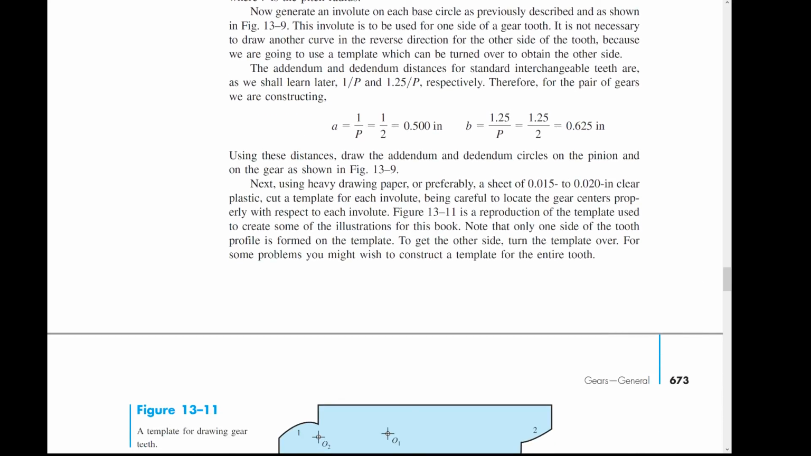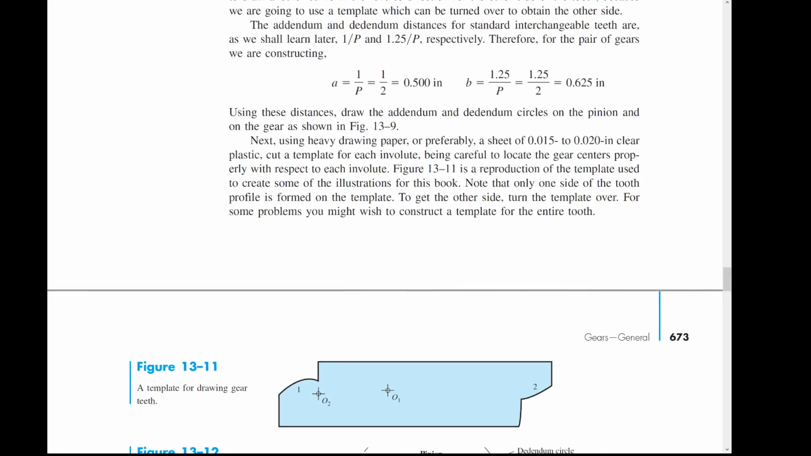Next, using heavy drawing paper or preferably a sheet of 0.015 to 0.020 inch clear plastic, cut a template for each involute. Really? All right, let's do the arts and crafts. Let's do this. This is fun. Being careful. Where's some scissors? All right, we're good to go. Where were we? Cut a template for each involute, being careful to locate the gear centers properly with respect to each involute.